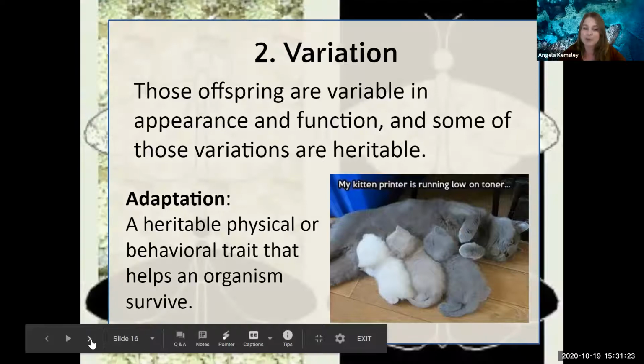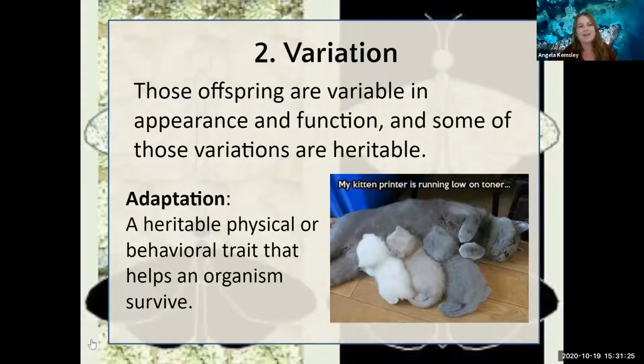Because, we'll get to that, variation. Those offspring are variable in appearance and function, and some of those variations are heritable. And so all organisms have different adaptations. Every organism is a little bit different from all of the other ones. And those variations, some of them at least, are heritable. So I've been throwing around the word adaptation. So let's actually take a look at what adaptations are before we move on to number 3.